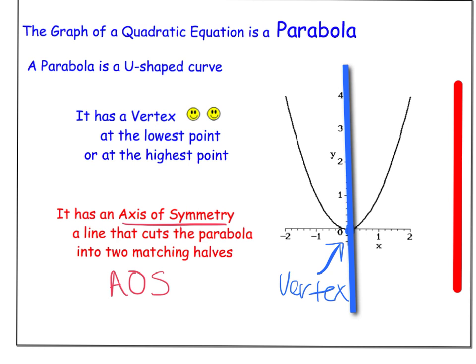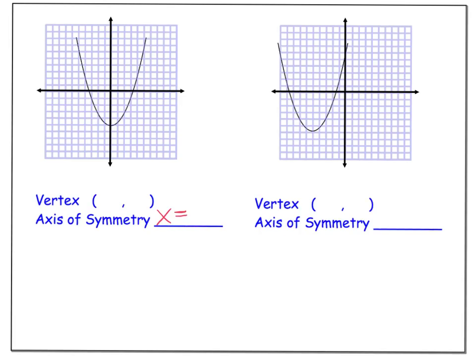In these two examples, we're just going to write the coordinate pair of the vertex and then the equation for the axis of symmetry. And it's important that the forms in which you write these are accurate. A vertex is a coordinate pair because it is a point, and your axis of symmetry is a vertical line. And so if you remember, vertical lines always have the equation x equals. So make sure you write it in the proper form.